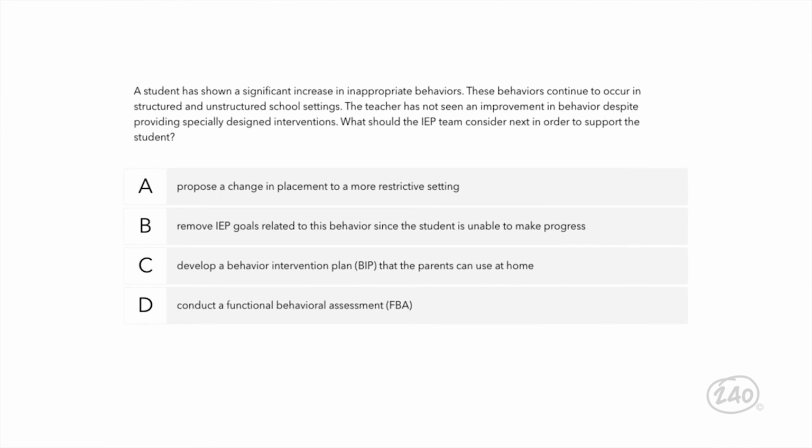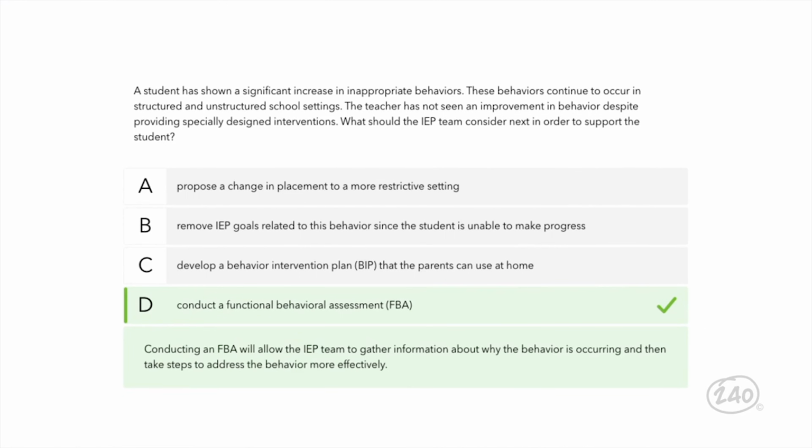Now, let's take a look at a question from the behavior and social skills competency. A student has shown a significant increase in inappropriate behaviors. These behaviors continue to occur in structured and unstructured school settings. The teacher has not seen an improvement in behavior despite providing specially designed interventions. What should the IEP team consider next in order to support the student? It sounds like this student would benefit from a BIP, but an FBA should happen first. The function of the behavior, along with other important information, must be determined before a plan is made to improve it.